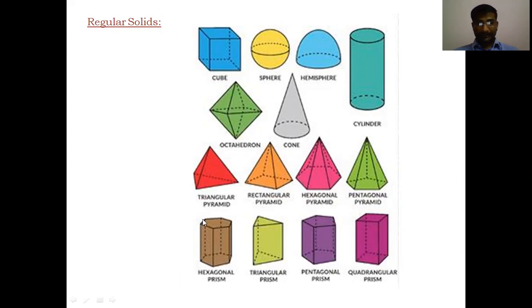You should know first of all what is a prism and what is a pyramid. In projection of solids 1, we are going to draw the projections of prisms, and in projection of solids 2, we are going to draw the projections of pyramids in different positions. These are the 3D diagrams.